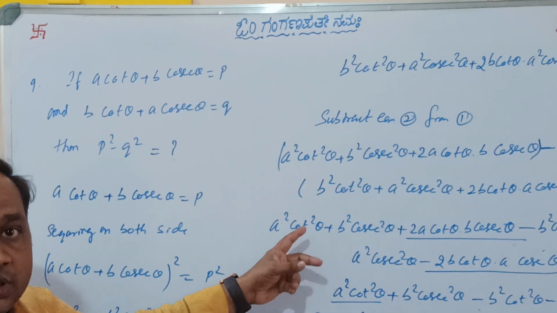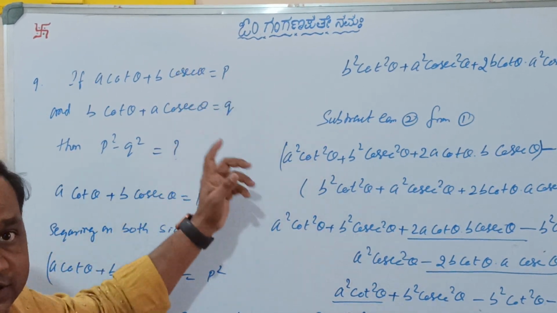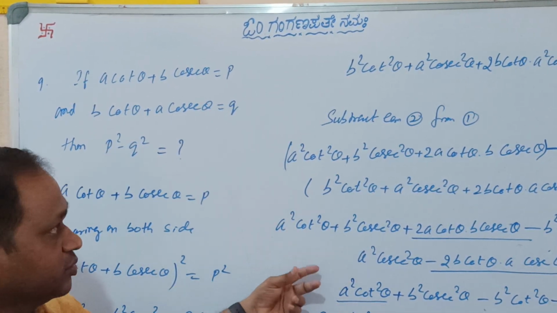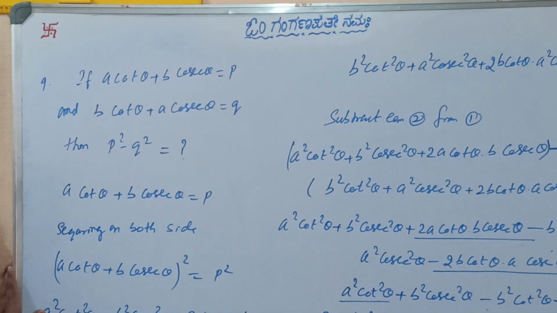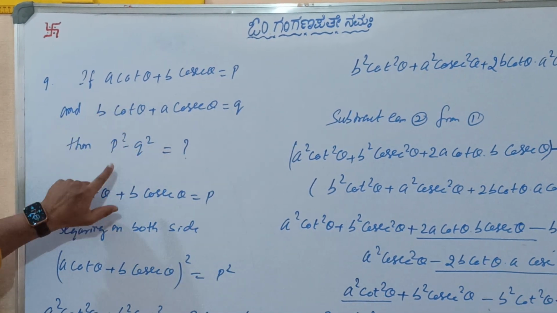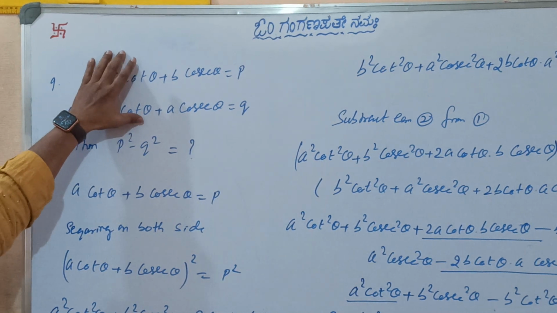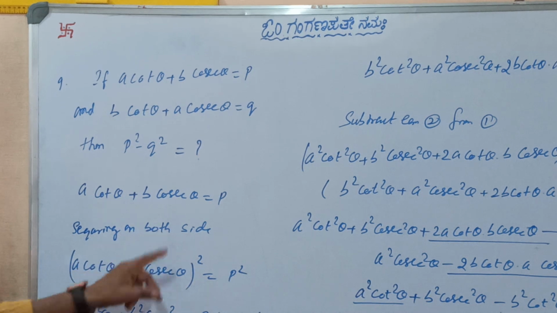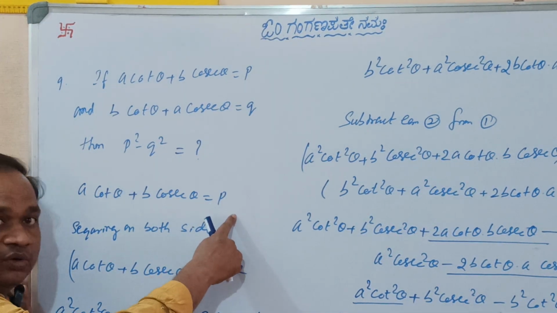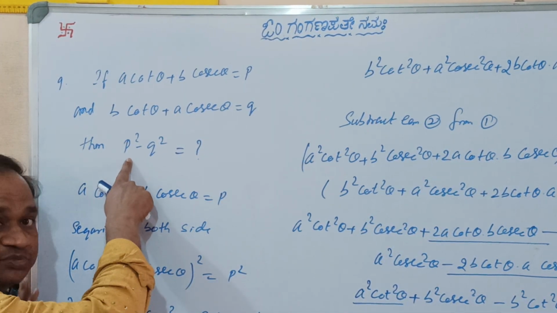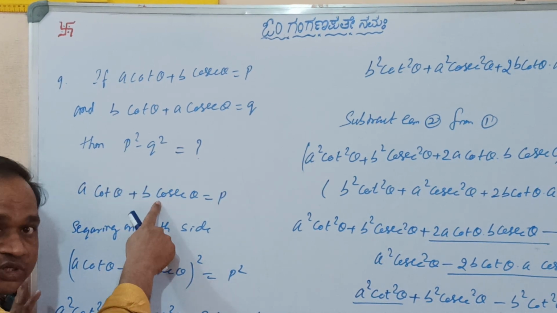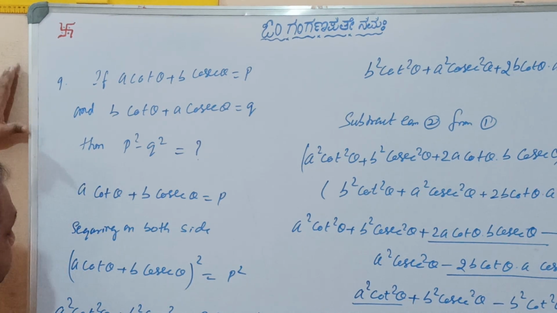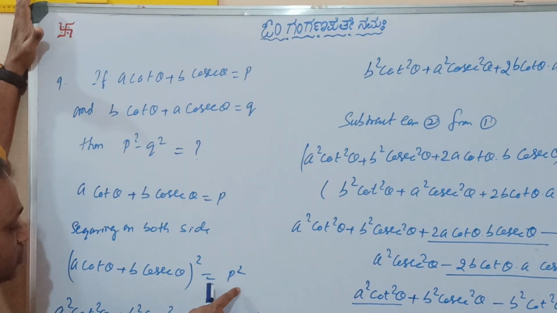So what I will do, I will once again go through and explain this problem again, because it is a little bit complicated over here. By this problem, we understood that we have to square both the equations. First, I will consider a cot theta plus b cosec theta is equal to p. The required result here is p square. Actually, this equation I will square on both sides. It becomes (a cot theta plus b cosec theta) square is equal to p square.